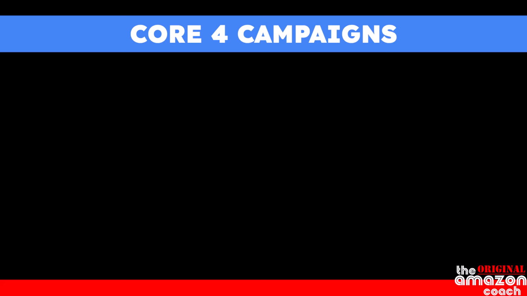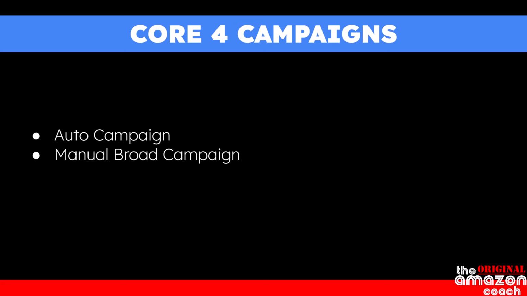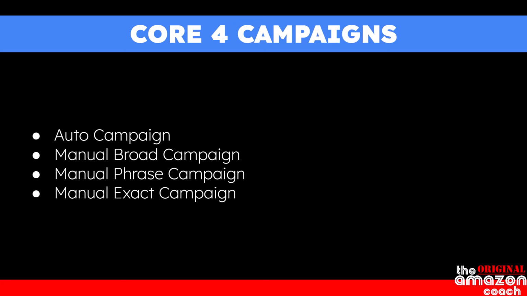Here are the Core 4 campaigns you need. First, you need an auto campaign. This means Amazon finds every keyword or competitor product that they think is relevant to your product using your listing information as a frame of reference. Then you will set up 3 manual campaigns: a broad campaign, a phrase campaign, and an exact campaign.